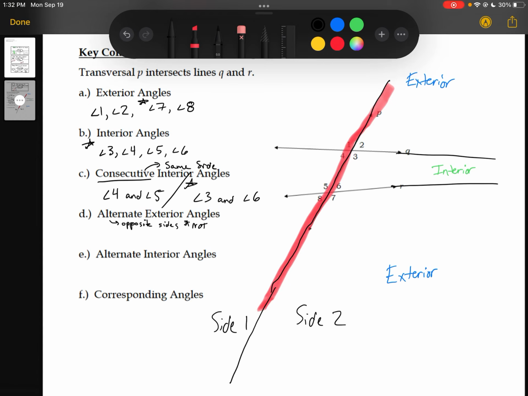I don't know what symbol that just made there. That's weird. So not adjacent.